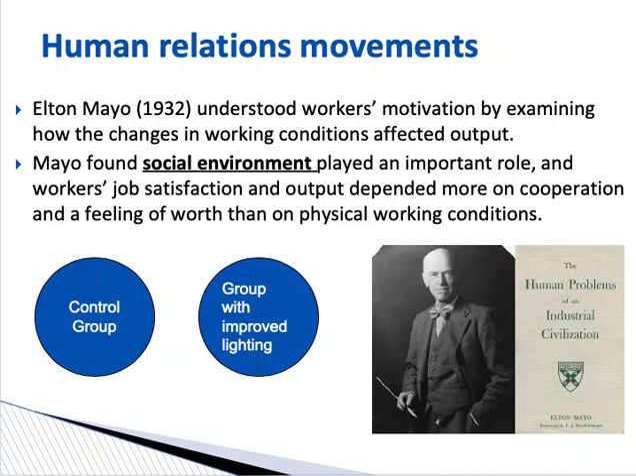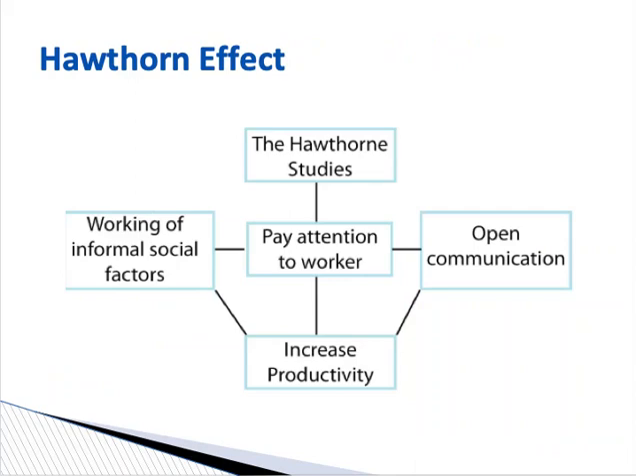So we talk about his main research, which has been focusing on the Hawthorne effect, right? In these Hawthorne studies, they found out there are 3 very important factors that will have an impact on productivity. The first one is the workings of informal social factors. So we talk about social relationships: having pretty good relationships between manager and employees, or among the employees, would actually increase productivity.